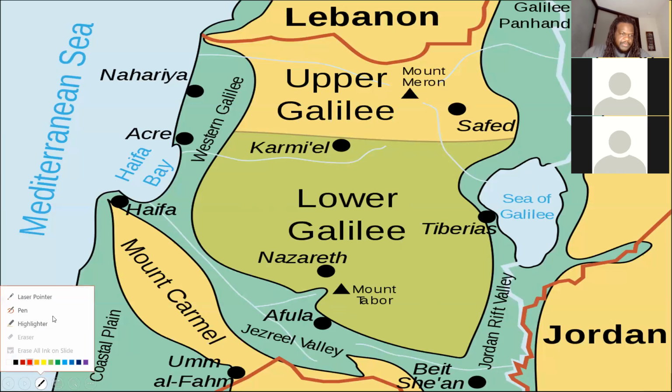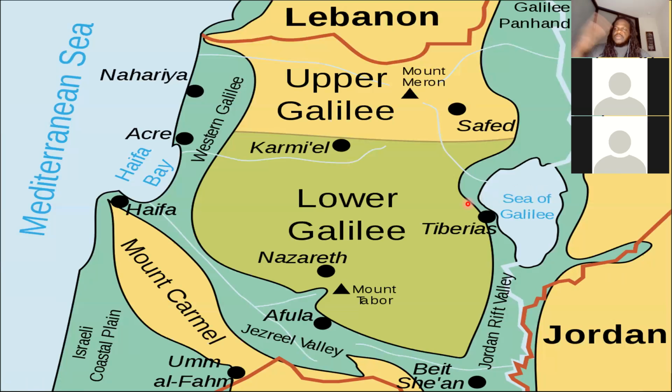Let me get my laser pointer up. I like my red laser pointer. There we go. The Sea of Galilee is right here. This is when it talks about Jesus going from one boat to another, or going across the water. It is this area right here. So this is roughly the area where Jesus starts off his life, where he lives, and then he does his ministry where he travels around.